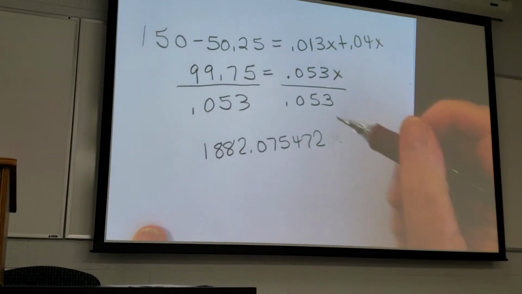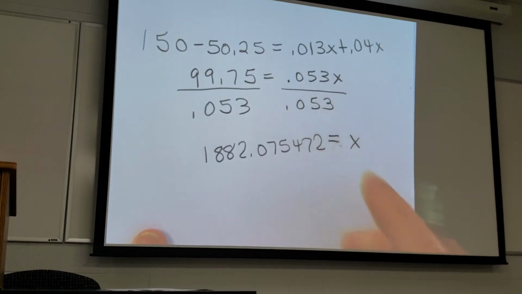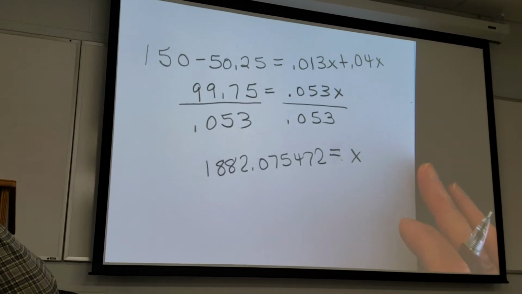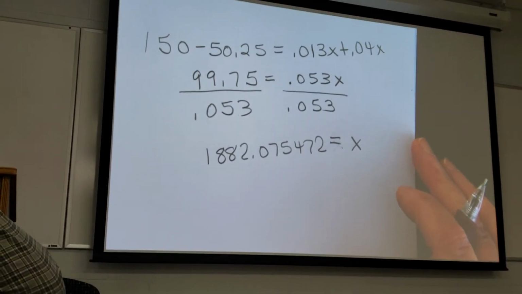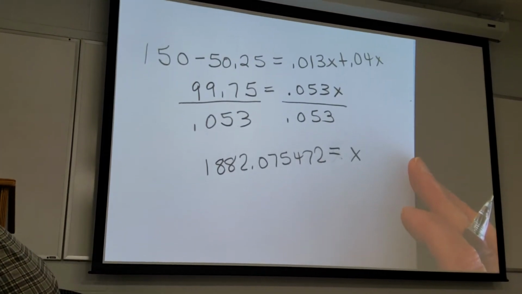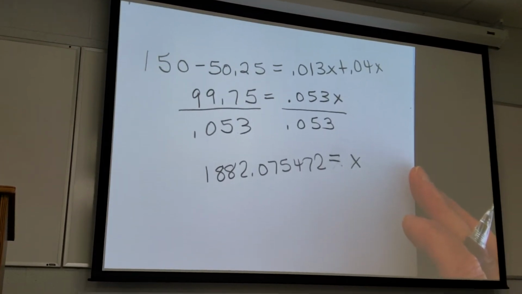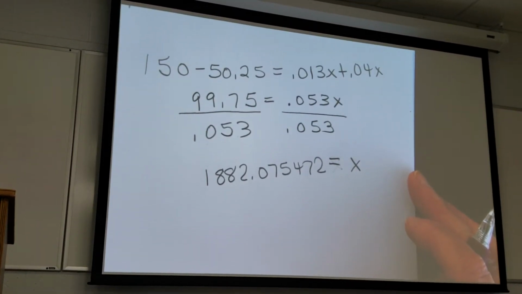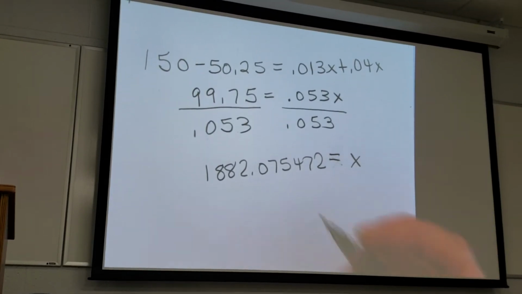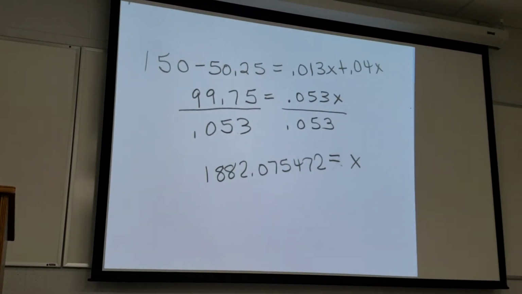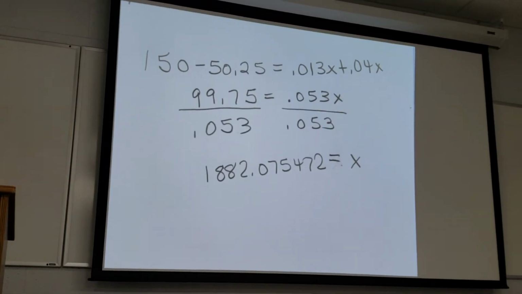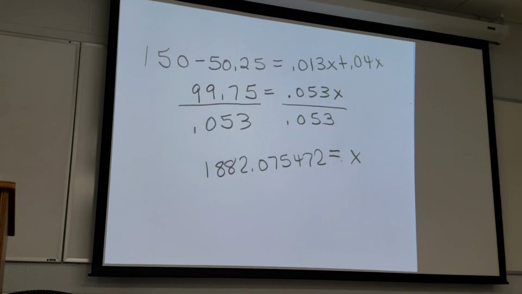And this is what I got. Did anyone else get this wonderful number, 1882? Okay. I want to make sure I got it right. We solve for x. X is the quantity. So it says how many you're gonna produce to break even, to have demand equal to supply.